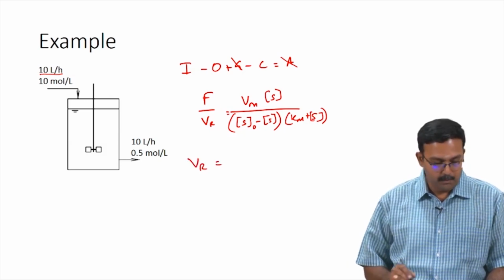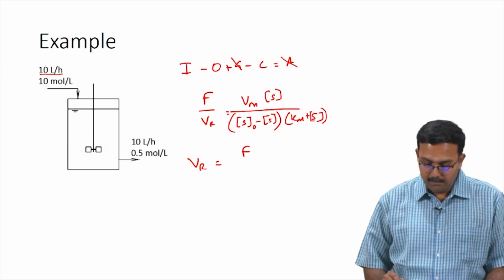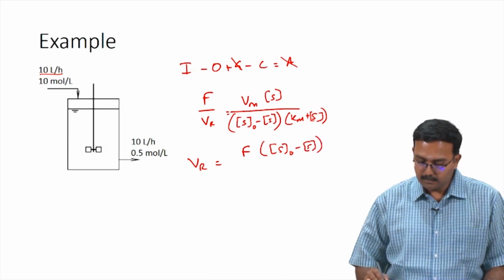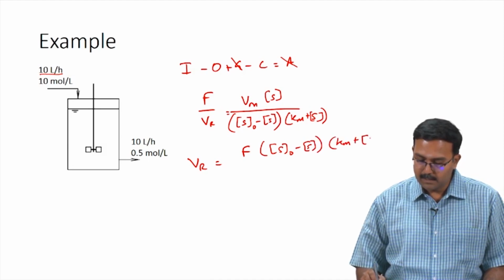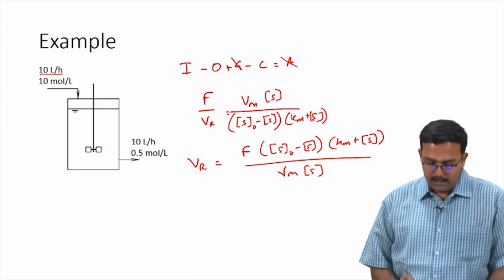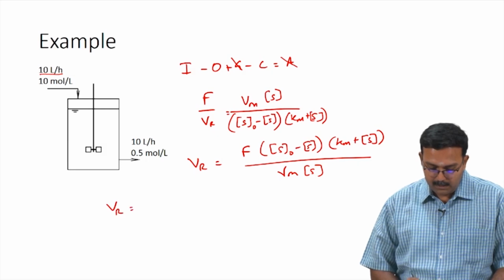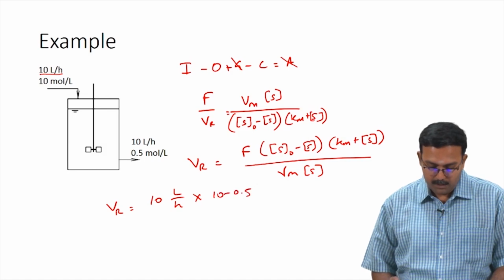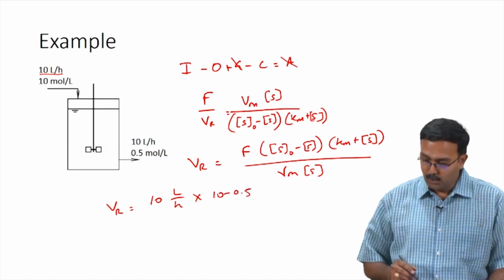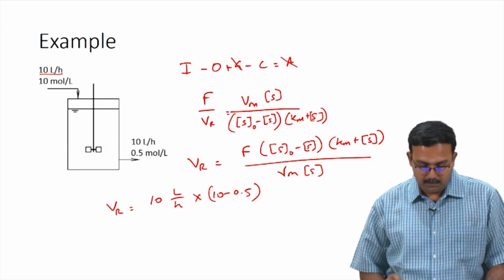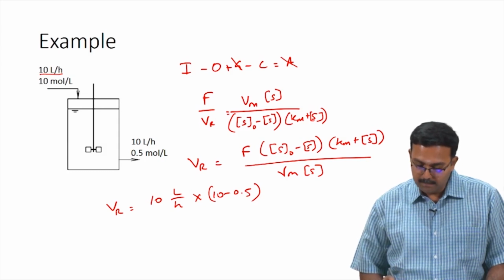So, Vr, or the volume of the reactor, would be F times S0 minus S times Km plus S, divided by Vm times S. Let us write down all these values. We will get Vr equals 10 liters per hour times 10 minus 0.5. We have 95% conversion, which means only 0.5 moles per liter of the substrate is leaving the system. So, you have the final substrate concentration as 0.5 moles per liter.